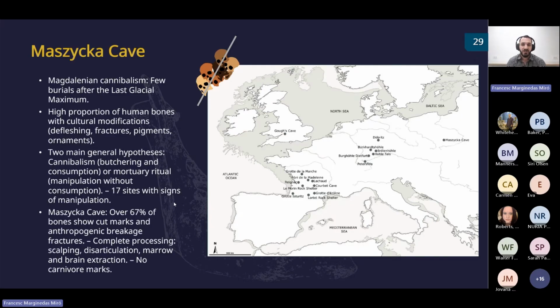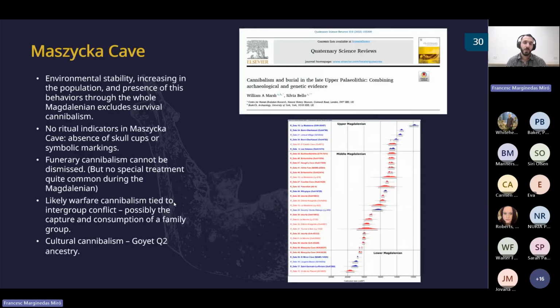The remains at Maszycka Cave exceed 67% of bones with human activity and can be associated with the entire butchery process. And there are no taphonomic signs that allow us to speak of a ritual or symbolic context through the presence of engravings or skull caps. As is the case in other Magdalenian sites like Gough's Cave in the UK, which is quite famous. You probably will know this site, or Brillenhöhle in Germany.